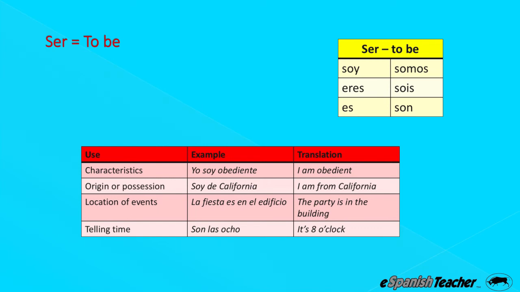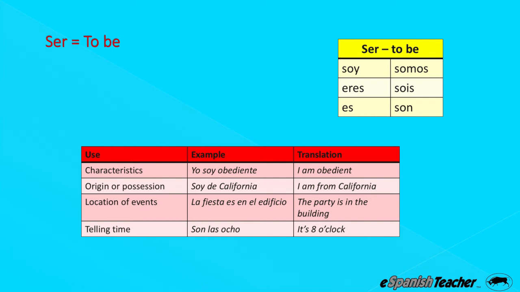And soy in these 2 first examples is the example of ser. Okay, that's the yo form in the present tense of ser. Next, the location of events. Say this with me. La fiesta es en el edificio. La fiesta es en el edificio. The party is in the building. Okay, the party is an event, so you use ser, and ser conjugates into es. Okay, la fiesta es.